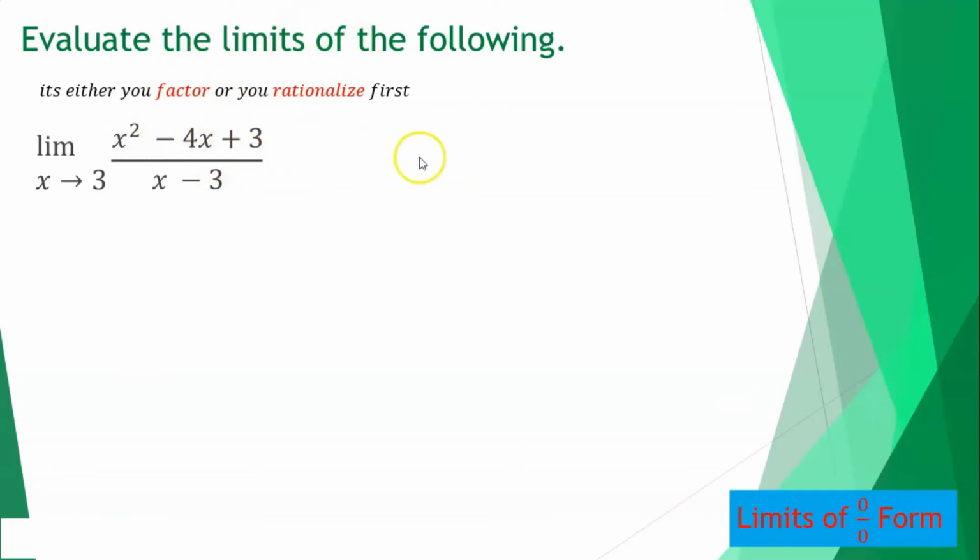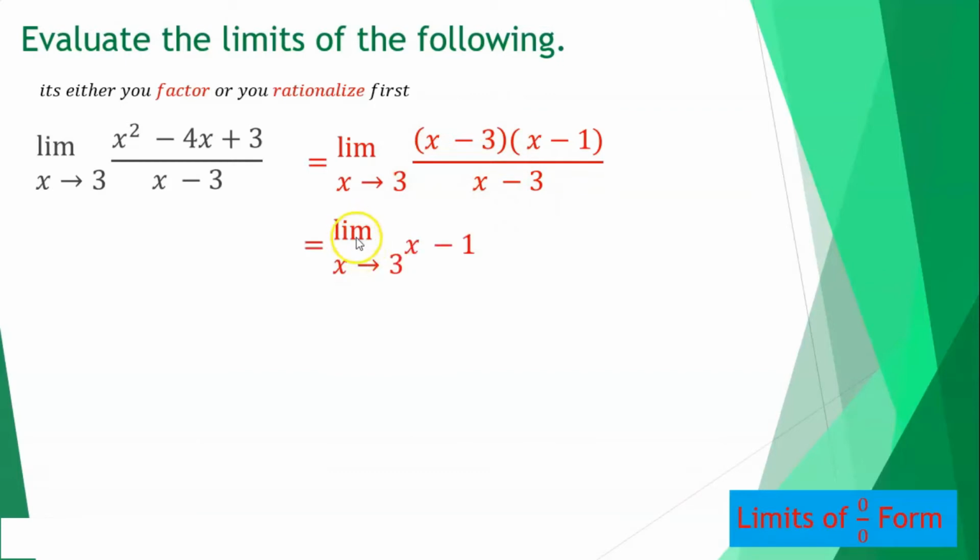So factoring the numerator, we will have (x - 3)(x - 1) over x - 3. So at this point, we can cancel x - 3 and x - 3. That will leave us with the limit of x - 1 as x approaches 3. Now at this point, we can substitute. So this will be 3 - 1, or simply, it is 2.